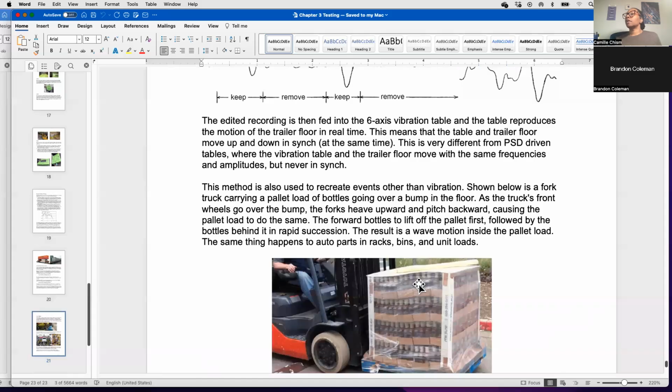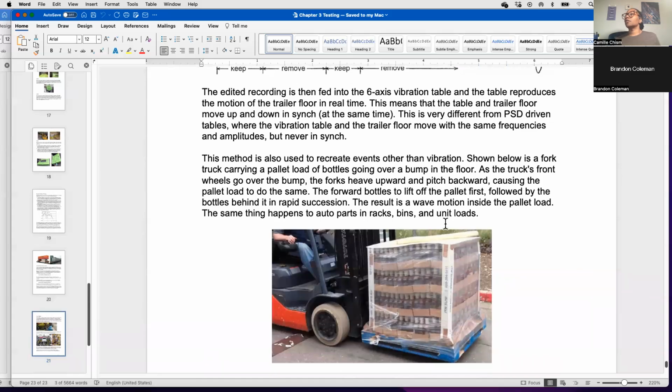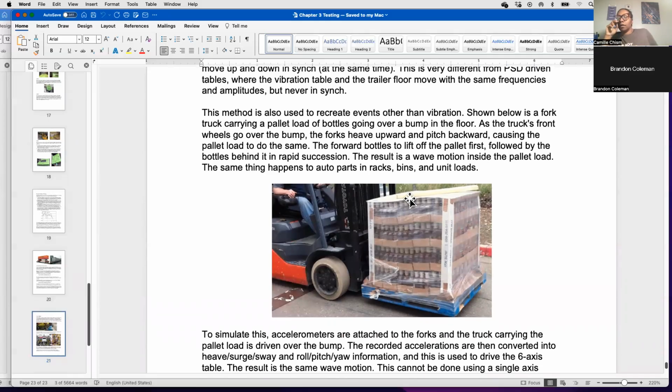Okay, so again, you're looking at things other than vibration. This is what you're trying to simulate. I mentioned yesterday when I worked for a company that made servers, putting something in that would simulate going over the dip that represented going into a freight elevator. So this is showing going over a bump. It could be a bump in the floor, maybe it could be an uneven floor.